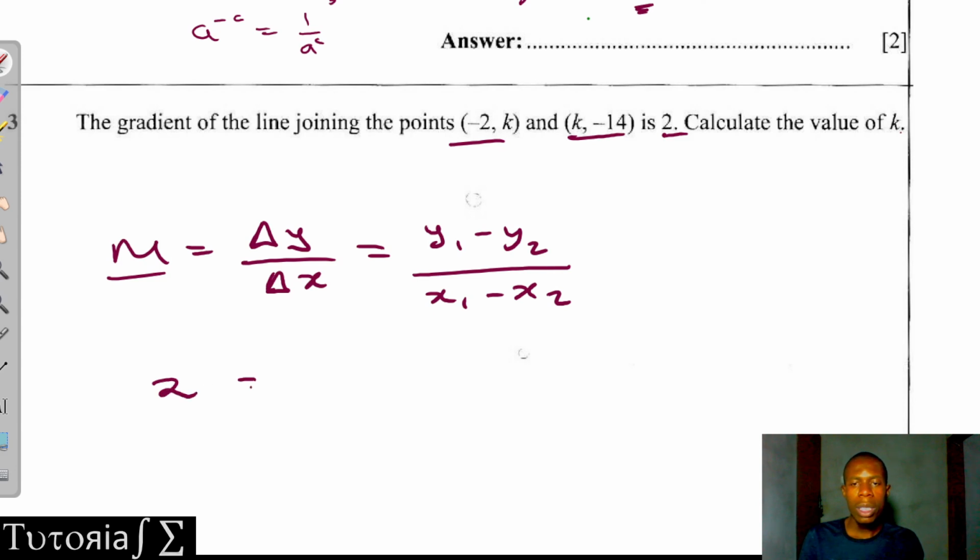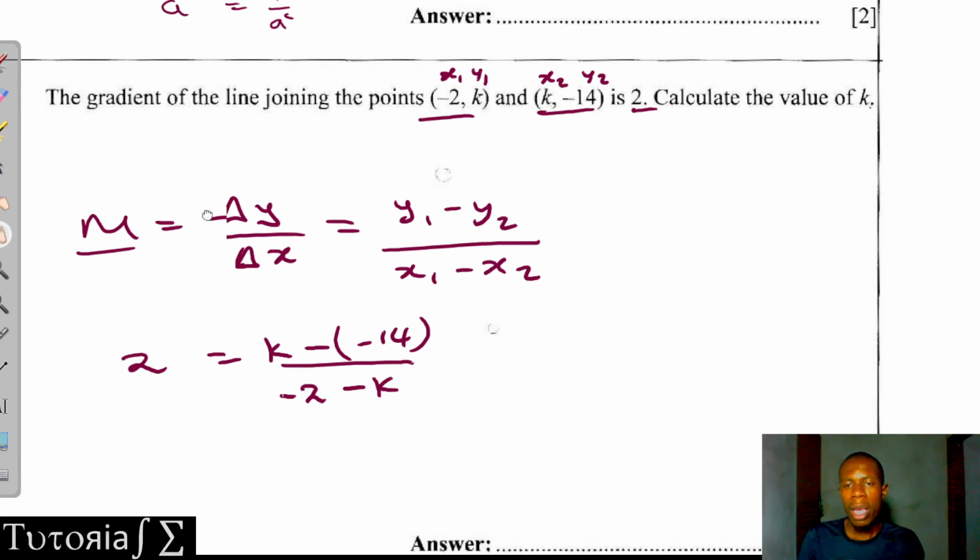So 2 equal to, so we'll pick which ones will be our x. So this is x1, y1. This will be our x2, y2. Basically, we put these values here. So y1 is k minus y2, which is negative 14, all over x1, which is negative 2, minus our x2, which is k.